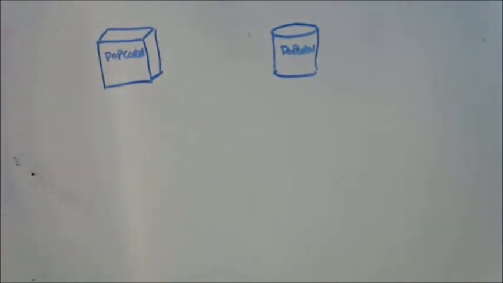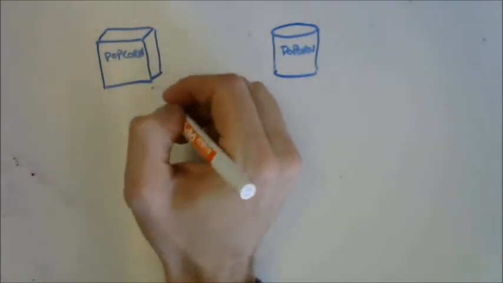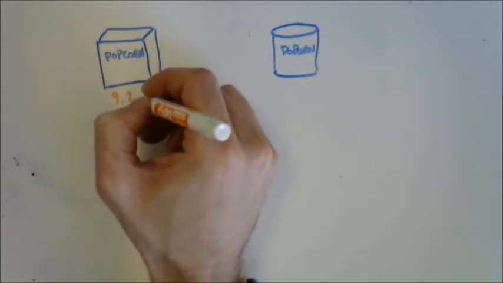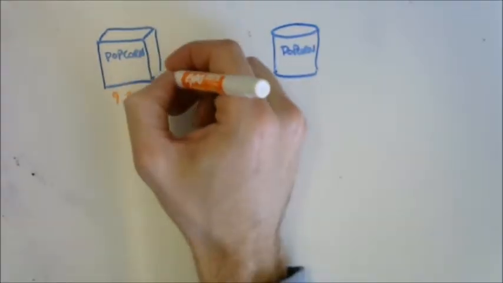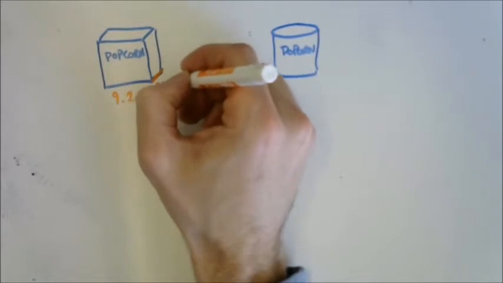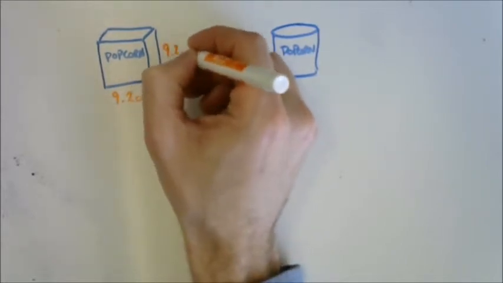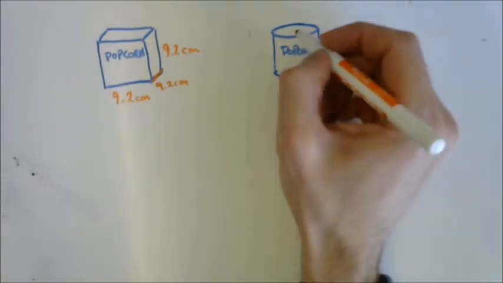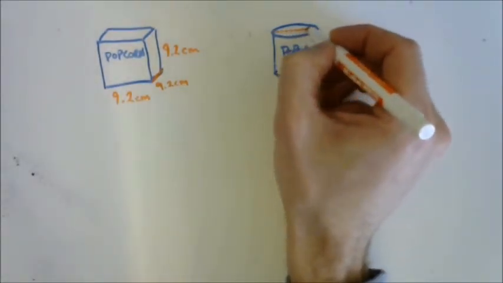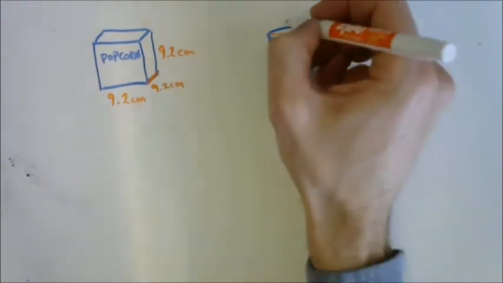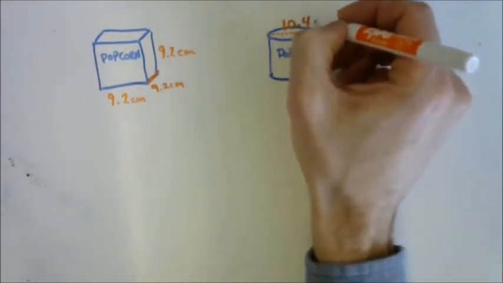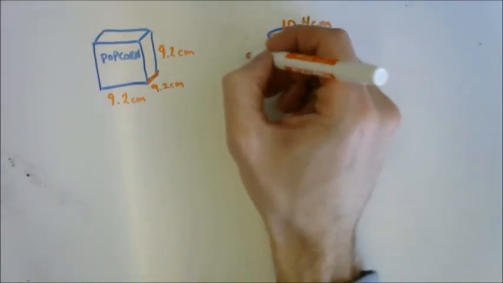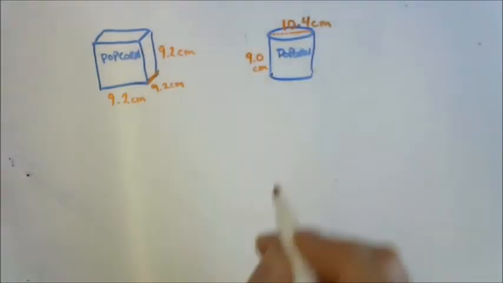What are the dimensions? This guy is a perfect cube, the popcorn box. The dimensions are 9.2 centimeters. This dimension is 9.2 centimeters, and this dimension is 9.2 centimeters. Length times width times height, all of them are 9.2. For the cylinder, he has a radius of 10.4 centimeters and a height of 9.0 centimeters.